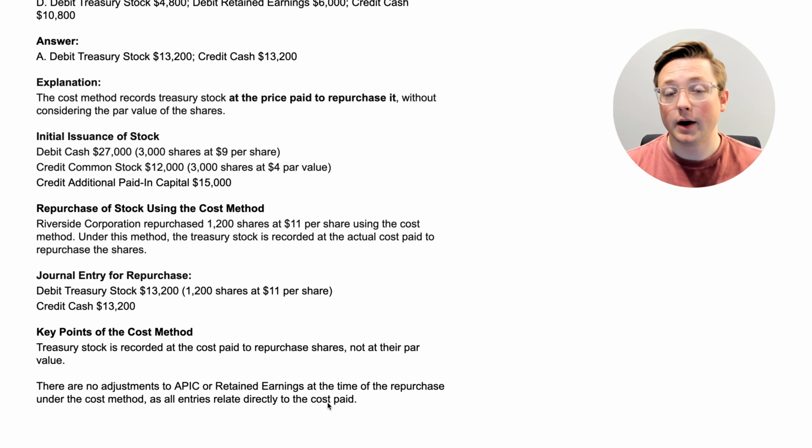You don't have to worry about the par value. You don't have to worry about the additional paid in capital per share from the issuance of the stock. You don't have to debit retained earnings for the difference. You just debit treasury stock for the amount it cost and you credit cash for that same amount. So with that, now let's go to the next question.